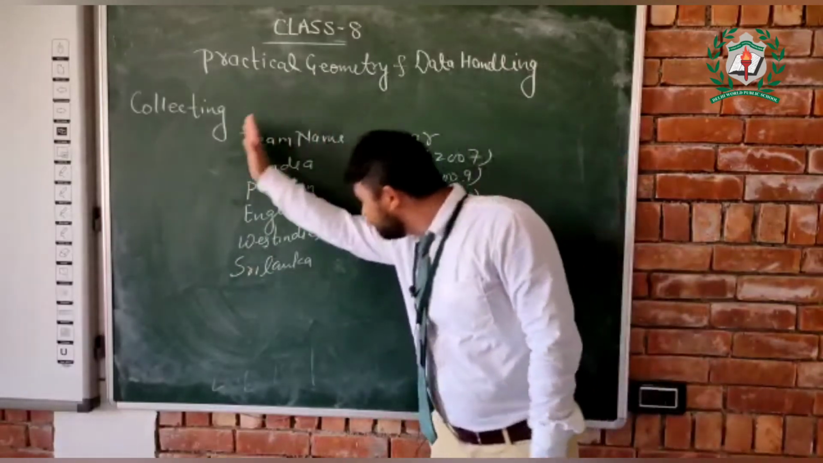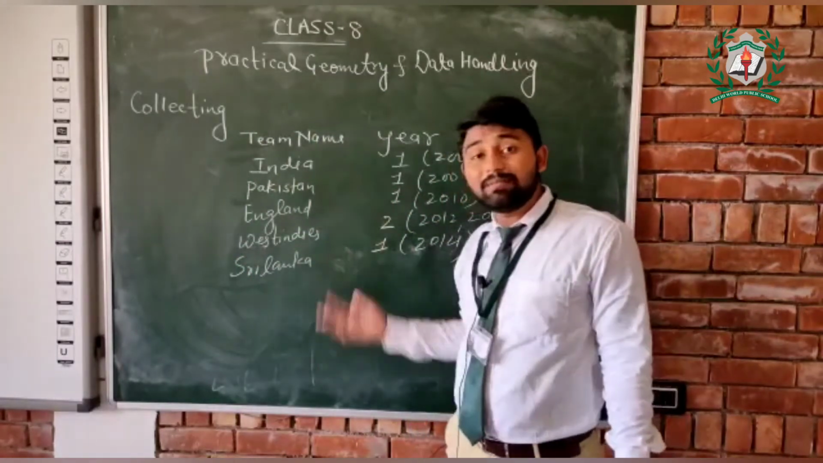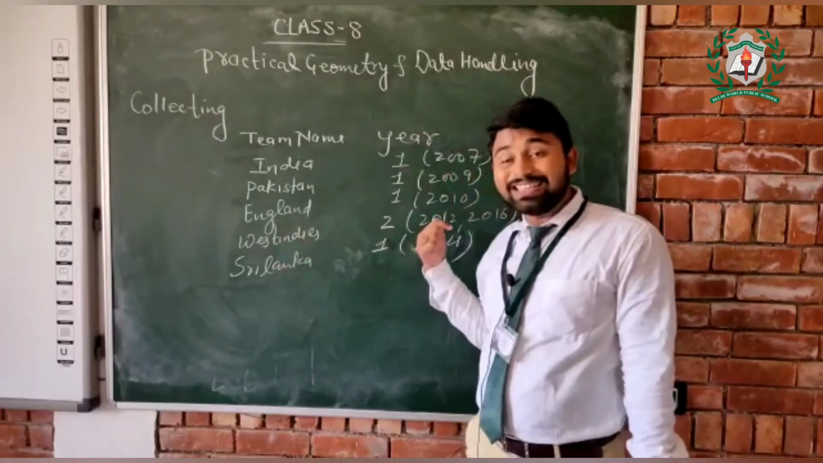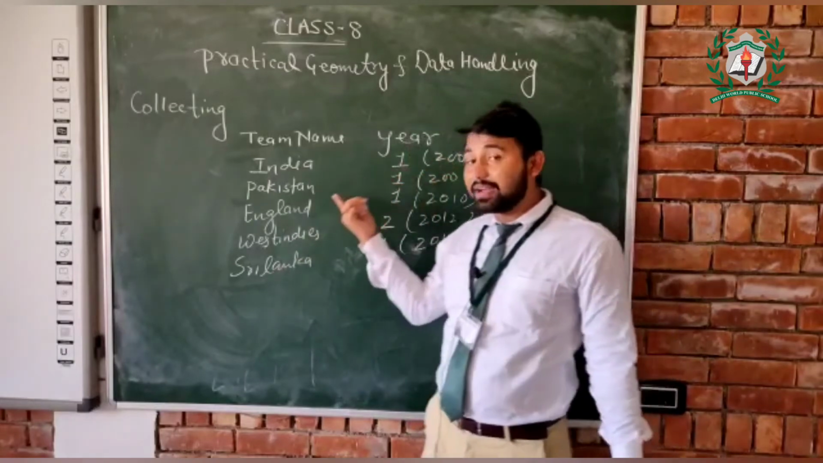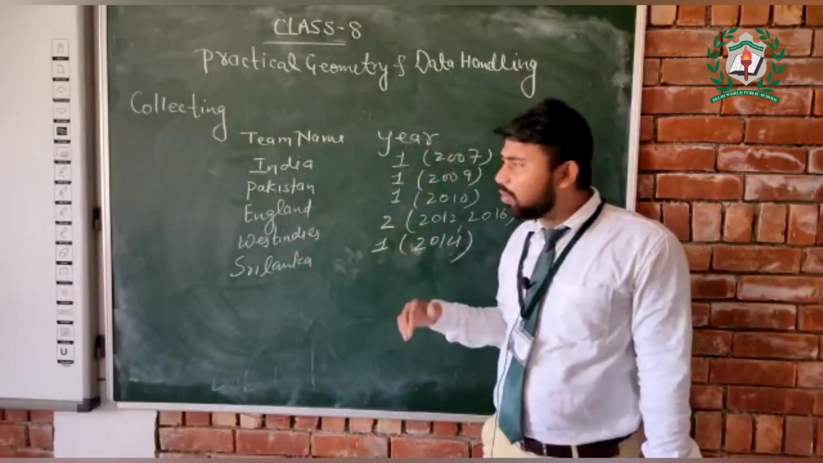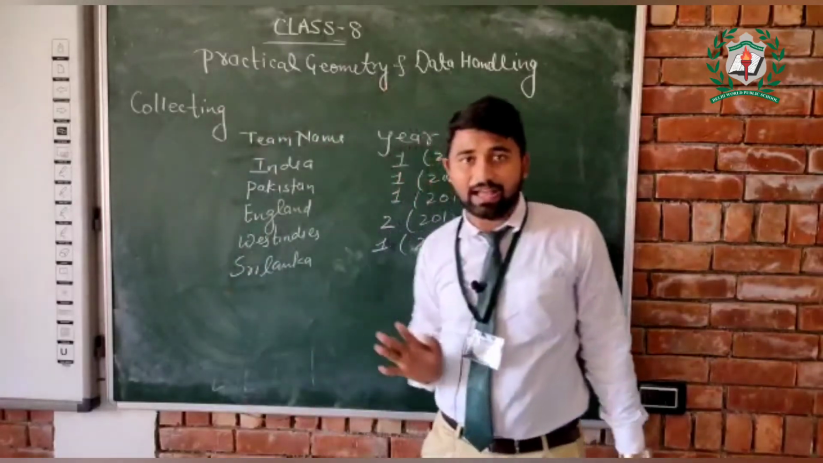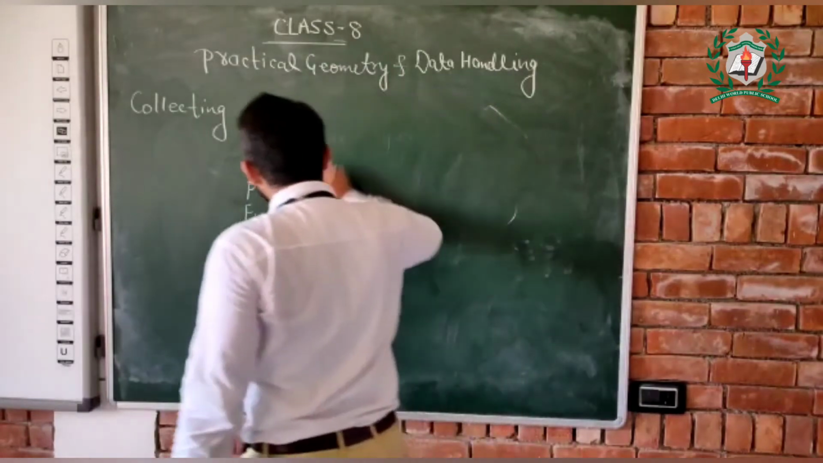From this information we can easily get which team won the T20 World Cup in which year. We can easily say India won the T20 World Cup in 2007, Pakistan won in 2009, England won in 2010. This is called the arrangement of data. Now I am going to discuss how to arrange the data.